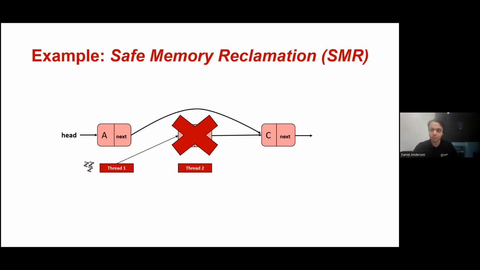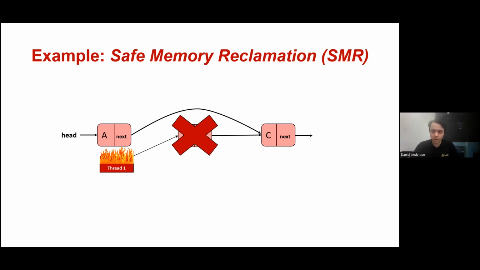Thread 2 is now very happy having deleted B, and it's going to go away satisfied with what it's done. But now thread 1 wakes up from its nap and says, "Ooh, I'm really excited to read that node that I was about to read." Unfortunately, that node is gone, and this will cause your code to crash, most likely with a seg fault or a similar kind of error. So this is not good. How do we actually solve this problem?